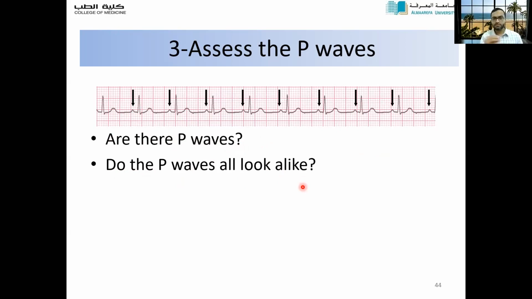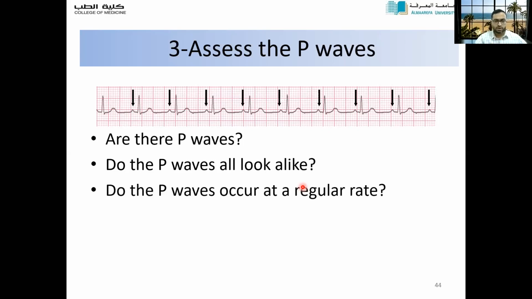It's not happening that some of the beats might be originating somewhere else in the atria. Then that particular P wave might not be of a normal shape. I will give you an example of it after some time, how it differs. Third thing is, do the P waves occur at a regular rate? As you have calculated the RR interval, now you have to calculate the P to P interval to check that your SA node fires an impulse at a regular rate, and that some impulses or beats are not missing.